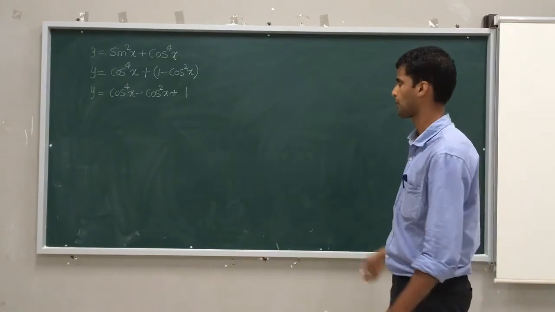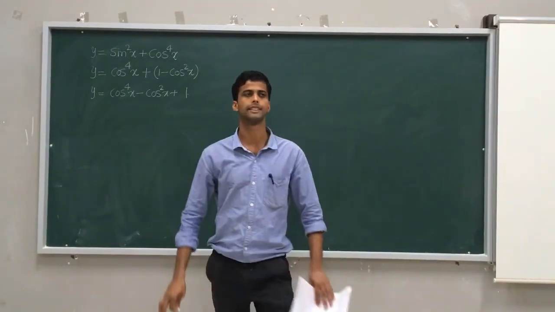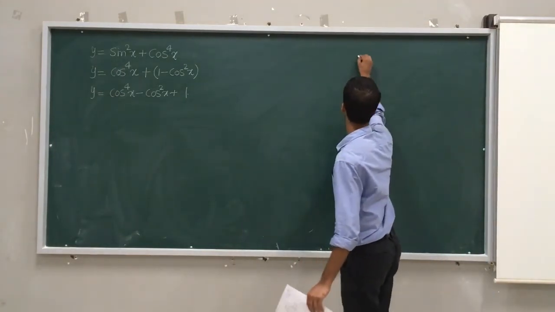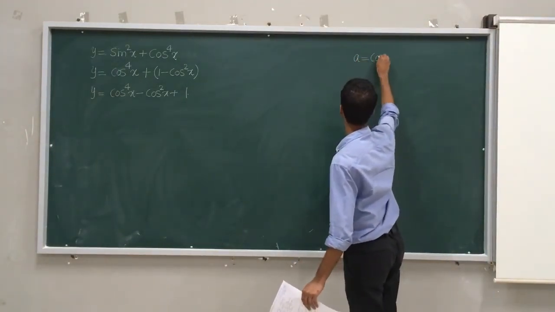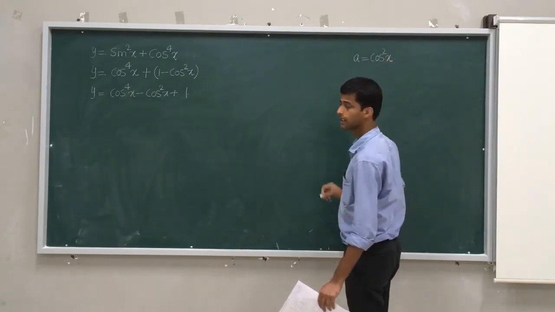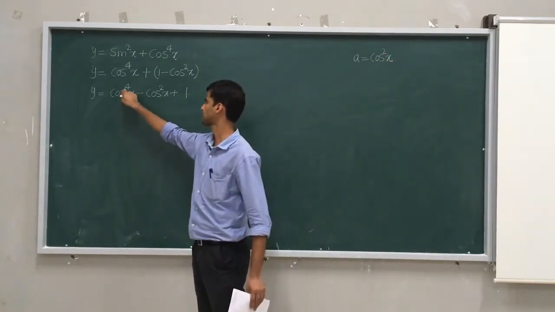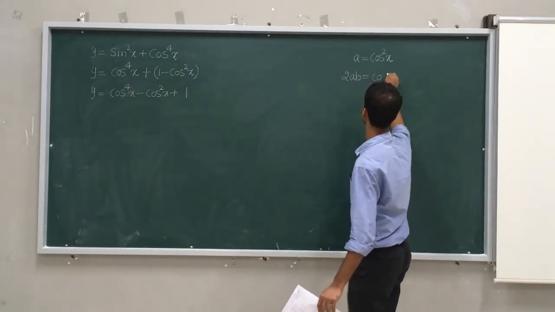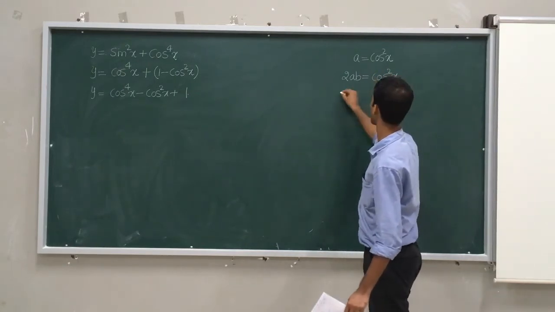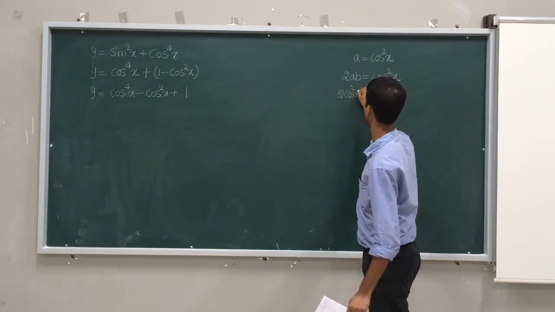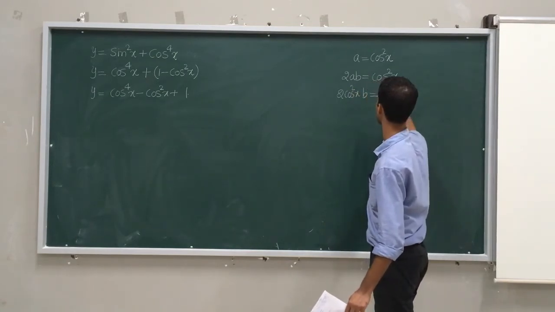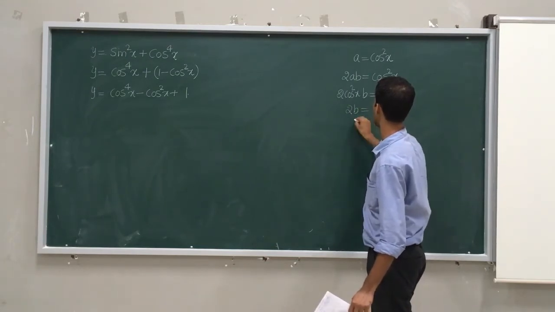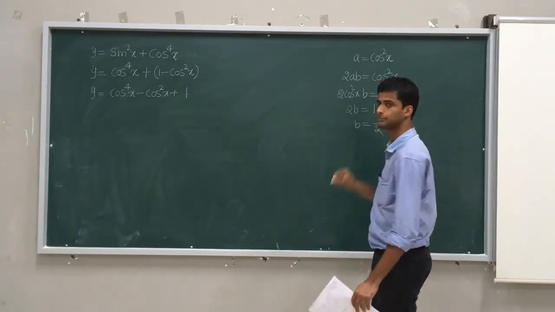Now, in the previous problem, I talked about this completing the square that you studied in your lower classes. If I consider A as cos square x, in this relation it looks like cos square x the whole square. Then I will consider 2AB as cos square x. A is already taken as cos square x, so cos square x into B is equal to cos square x. So cos square x will cancel. 2B equal to 1, B equal to 1 upon 2.